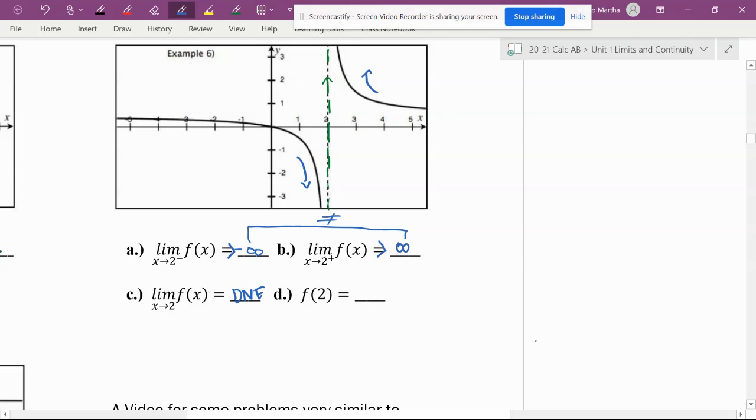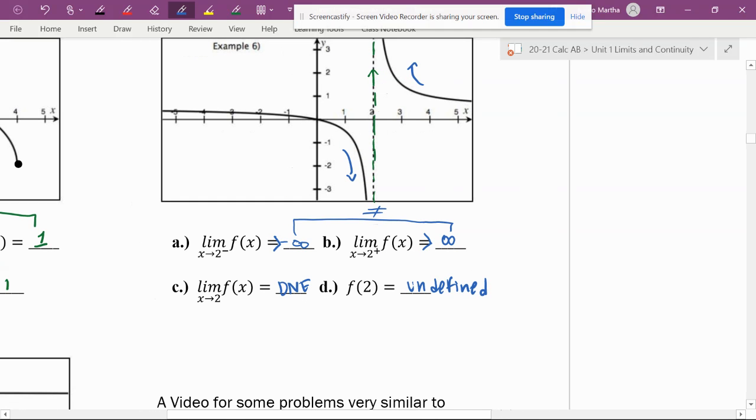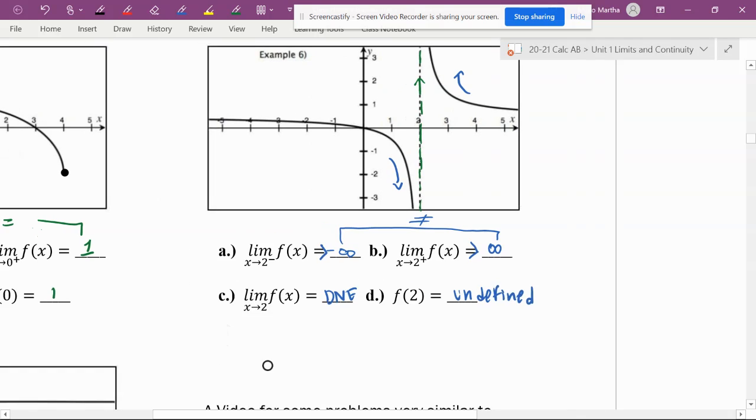And then here, if you notice, since we do have an asymptote at x equals 2, our function happens to be undefined. A lot of people tend to confuse those two. The limit as x approaches 2 here does not exist, and then f of 2 is undefined. So make sure you keep in mind those two. They're completely different things.